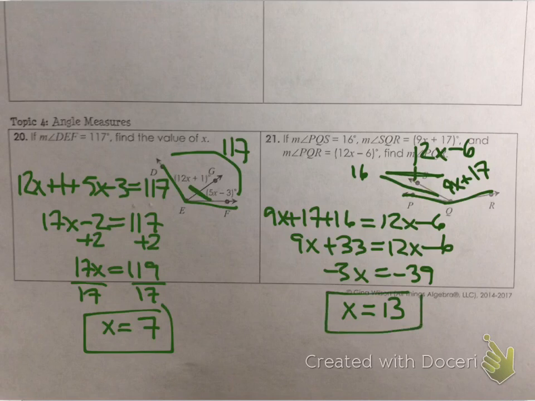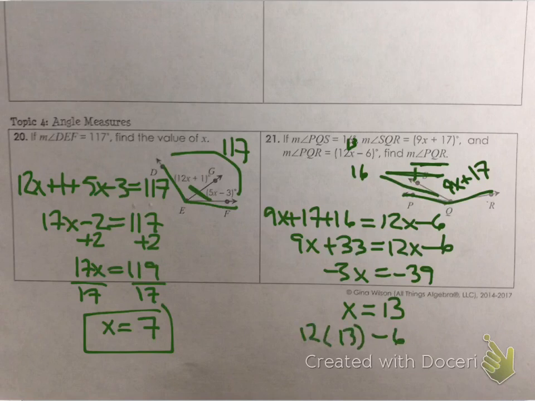Okay, and again, whoops. If you go back here and look at the question, it says find PQR. So I need to put 13 back in here, and I'm going to say 12 times 13 minus 6. And when I do that, then the measurement of angle PQR is equal to 150 degrees.